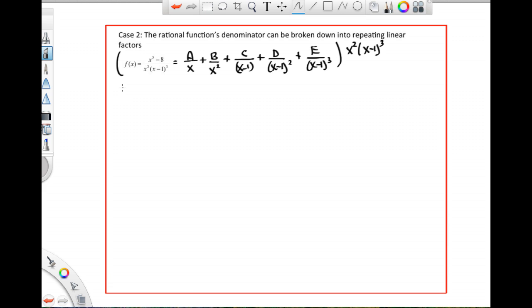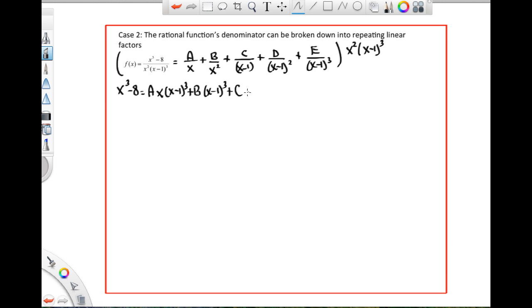On the left side, that's easy. That gives you an x cubed minus an 8. What happens on the right side? Well, you get an a. This x cancels one of those, but that leaves you with an x and an x minus 1 cubed. Then you get a b. The x squared cancels the x squared, but that still leaves an x minus 1 cubed.